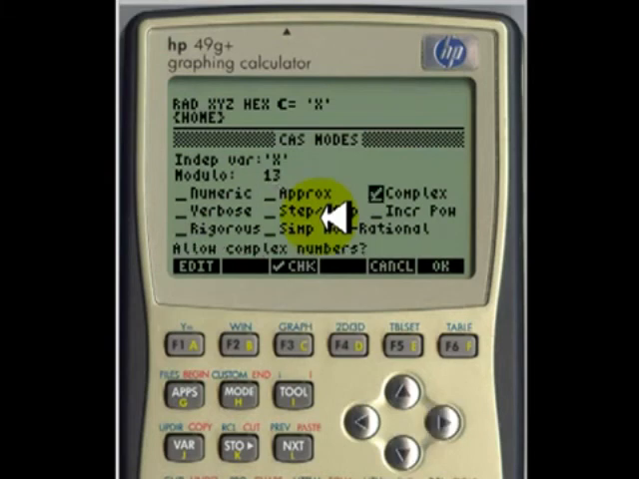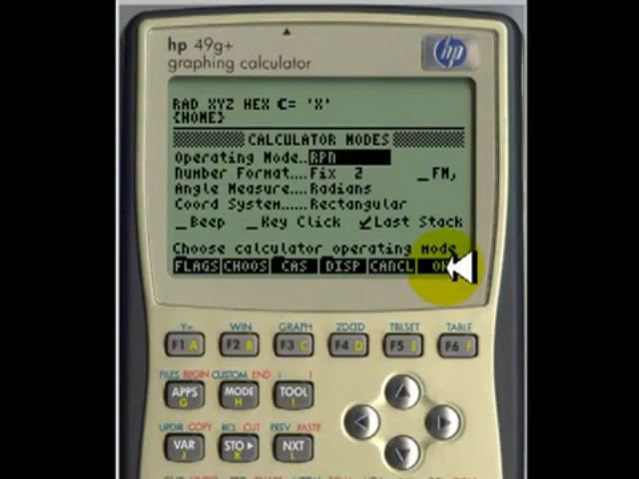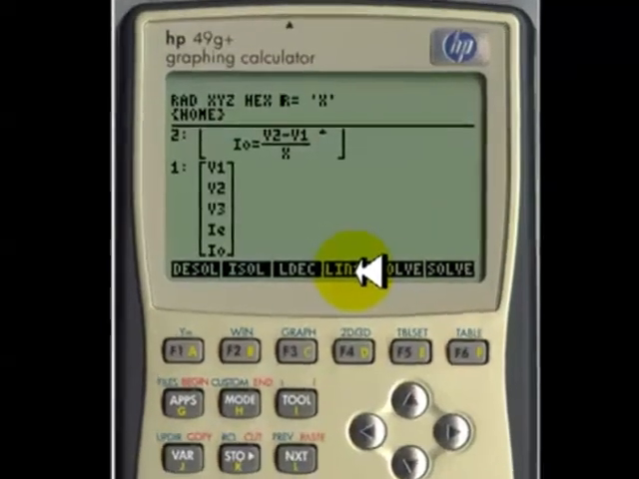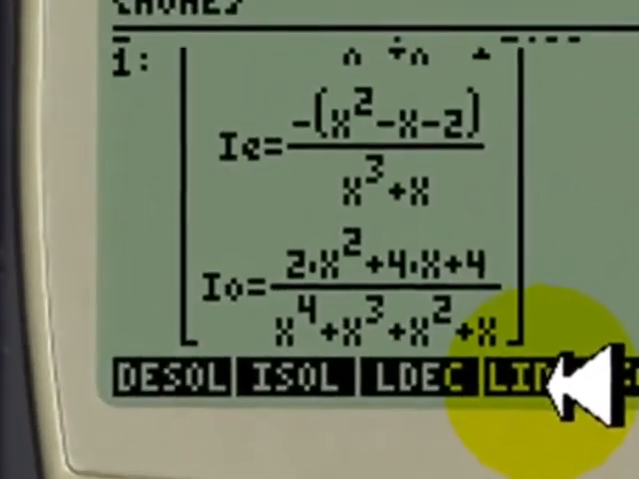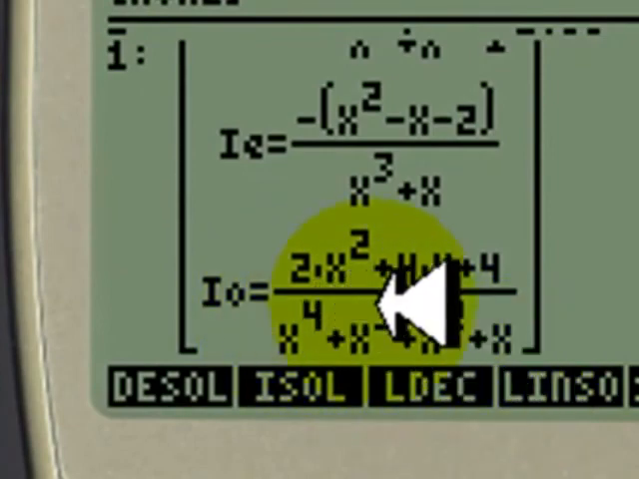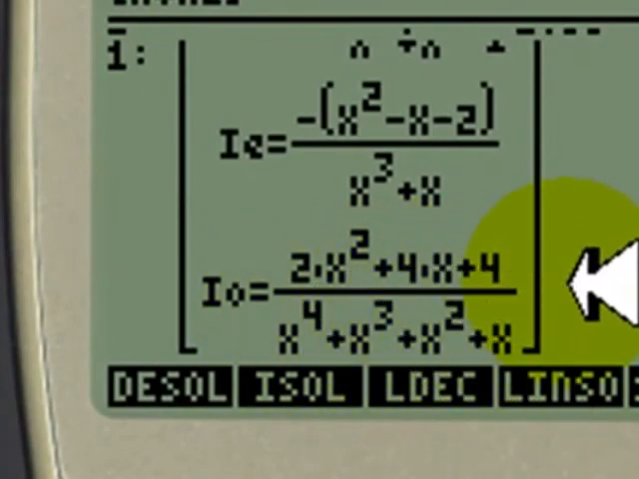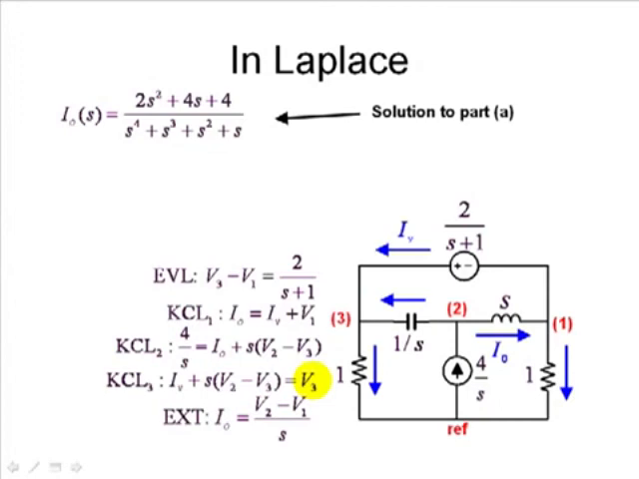Here I need to uncheck this one. Check, it's clear. And then OK, and I'm ready to ask for a linear system solution. And this I naught is the current we're looking for. And this was the solution to part A, the current in the inductor in the Laplace domain. To find that current in the time domain, we go to the calculator.